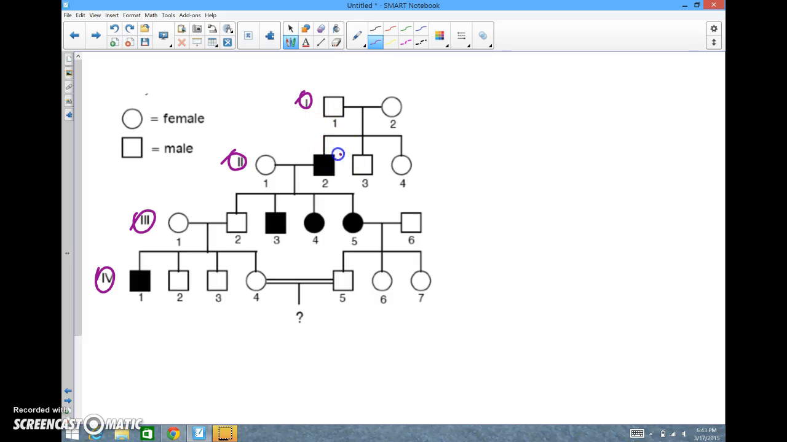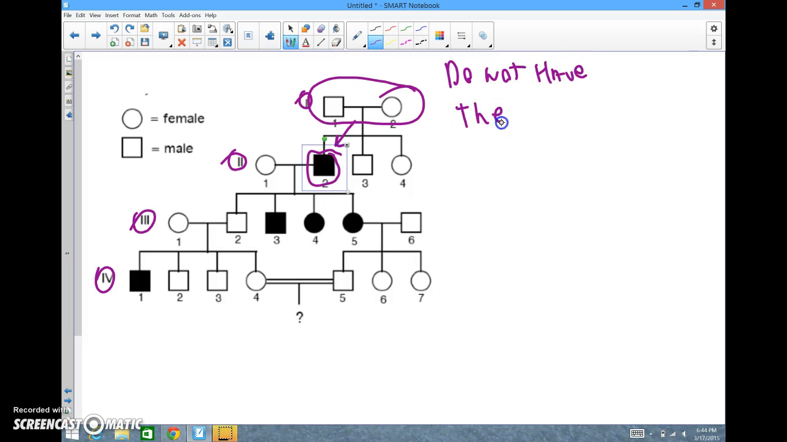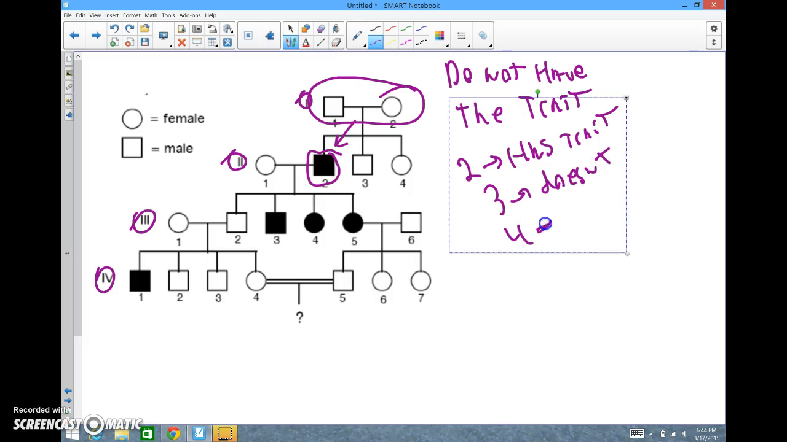So let's take a look at this person right here, number 2. So number 2 is one of the offspring of generation 1, 1 and 2 as parents. So these two are this person's mother and father. All right. So you will notice that the mother and father do not have the trait. And you will notice that offspring 2 has the trait. But 3 doesn't, and 4 doesn't.